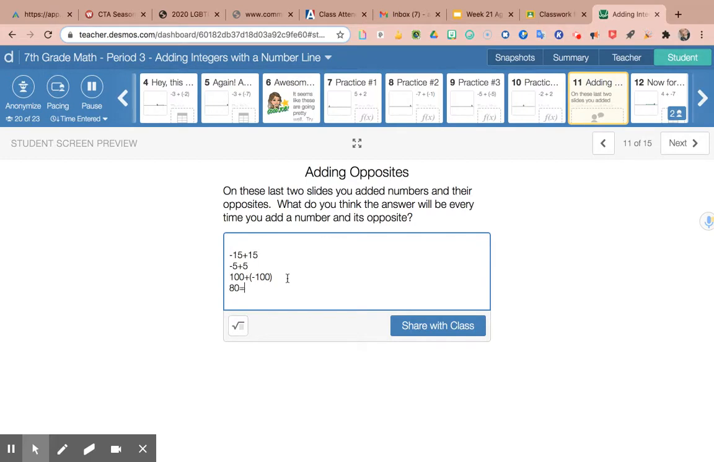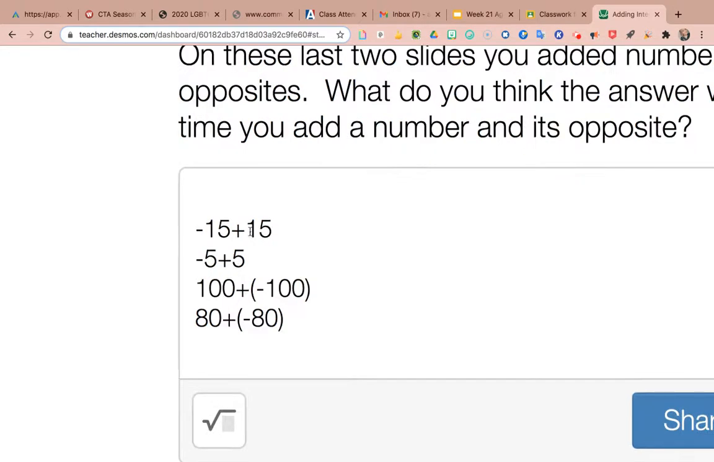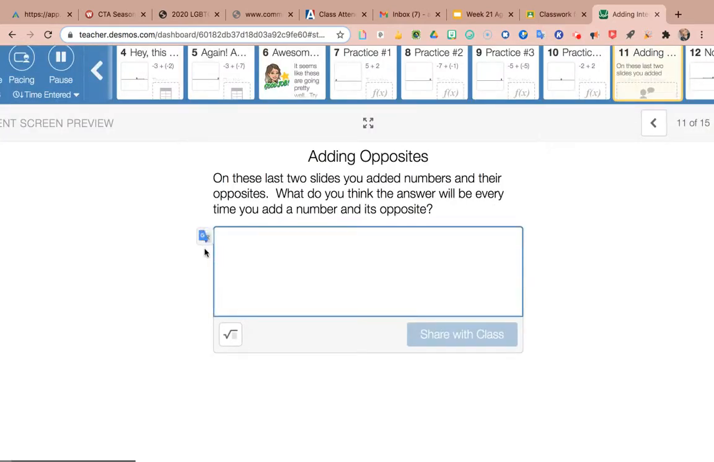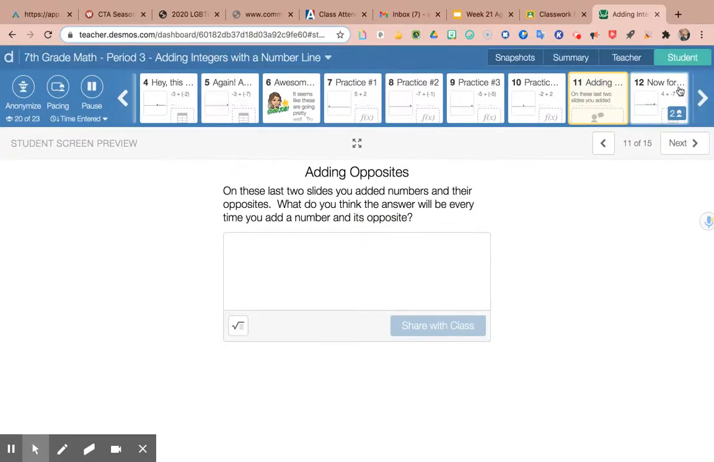80 plus -80. What will my answer always be? Or what will my answer be every time I'm adding opposites? Opposites meaning the same number, but one is positive and one is negative. So what will my answer always be? So that's what you're going to share here.